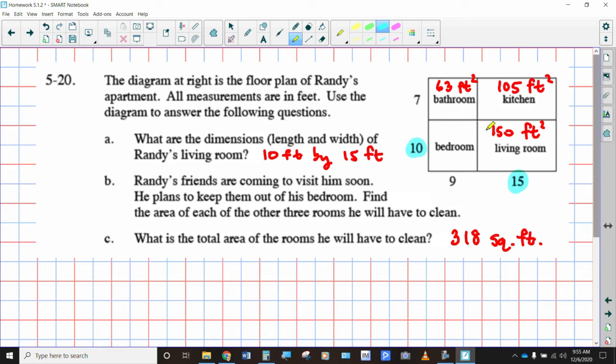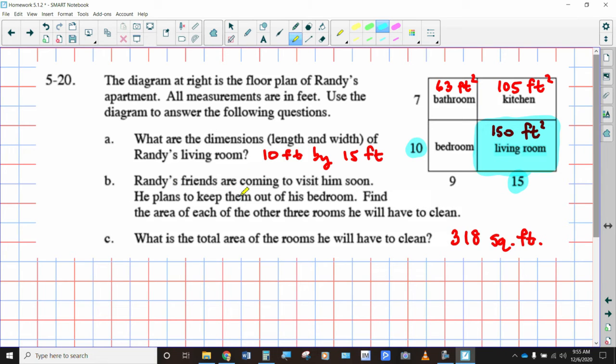And so to find the area of this room, you multiply base times height, which is 150, and we express our answer as square units because we're finding area. How many squares would fill up that space? 150 square feet.